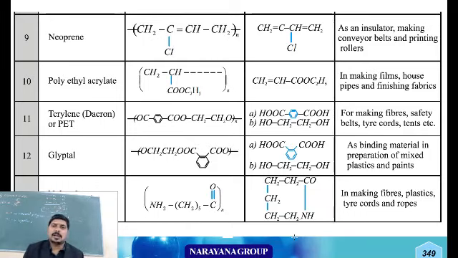Always in nylons the numbers indicate how many carbons are there in the monomeric unit. In nylon 6 I have only one monomer, a compound with 6 carbons. That's why it is called nylon 6 or Perlon L. It is also useful for making fibers, plastics, tire cords and ropes. Understand? So these all come under polyamides, the nylon 6.